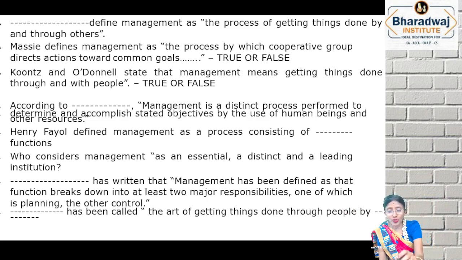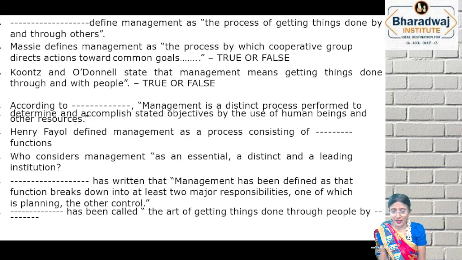Then, according to dash, management is a distinct process performed to determine and accomplish stated objectives by use of human beings and other resources. Again, name of the expert. Henry Fayol defined management as a process consisting of dash functions. Who considers management as an essential, distinct and leading institution?